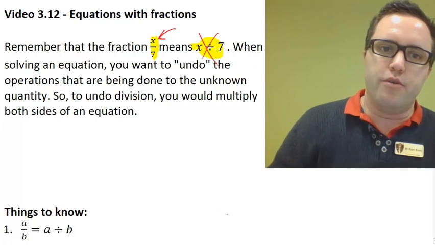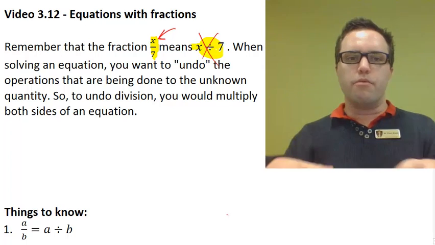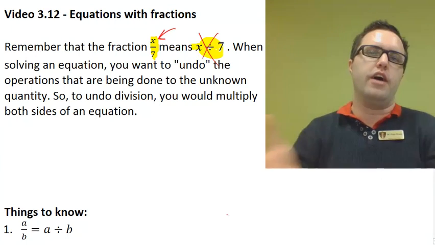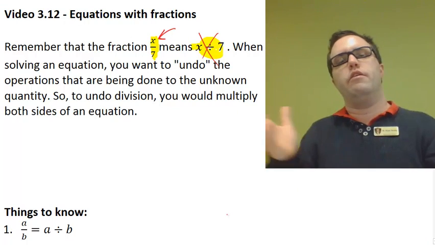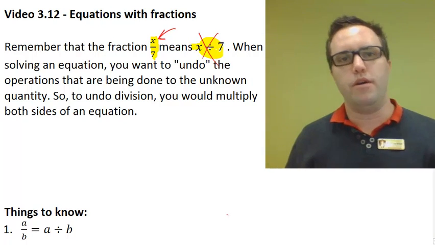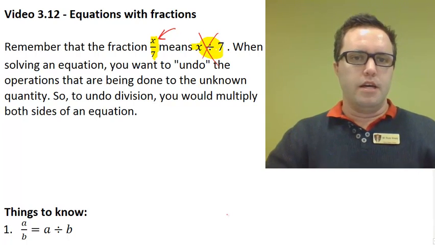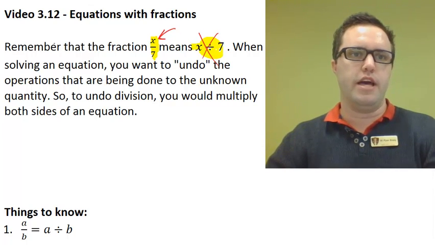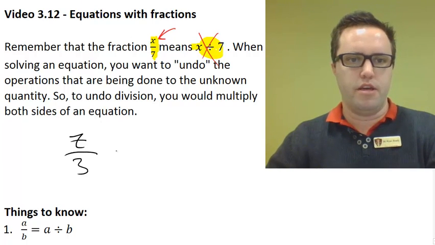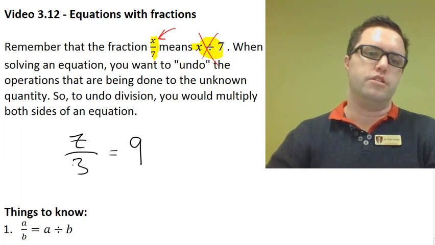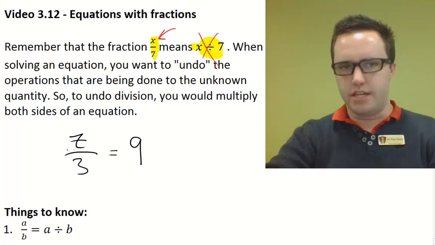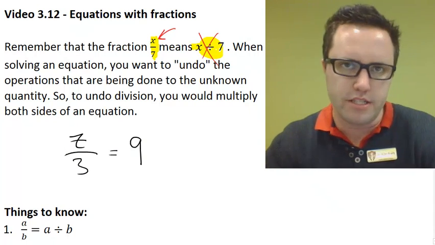And when you're solving an equation, you want to kind of undo the operations that are being done to that unknown quantity. Remember, we're trying to peel the layers off the onion, get to the middle of it where our variable is. So to undo division, you would multiply both sides of an equation. Okay? So for instance, if we had z divided by 3 equals 9, this 3 is dividing the z. So to undo z being divided by 3, you would multiply both sides by 3.